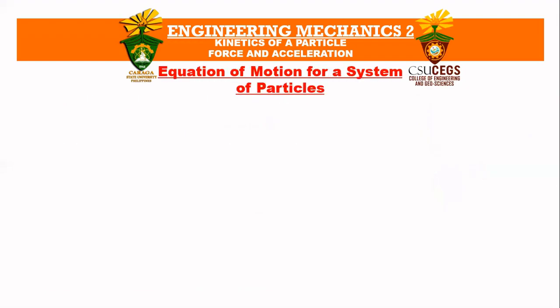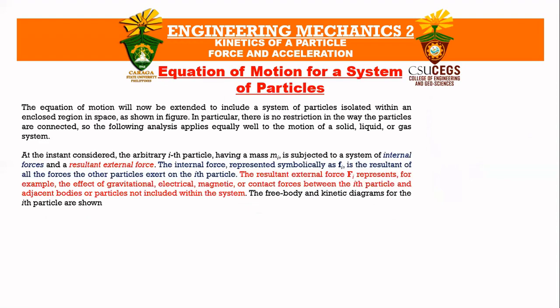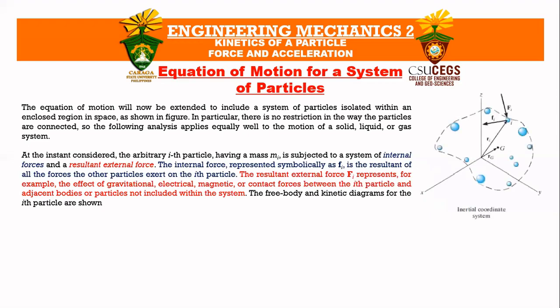Next is the equation of motion for a system of particles. So the equation of motion will now be extended to include a system of particles isolated within an enclosed region in space, as shown here in this figure. In particular, there is no restriction in the way the particles are connected. So the following analysis applies equally well to the motion of a solid, liquid, or gas system.